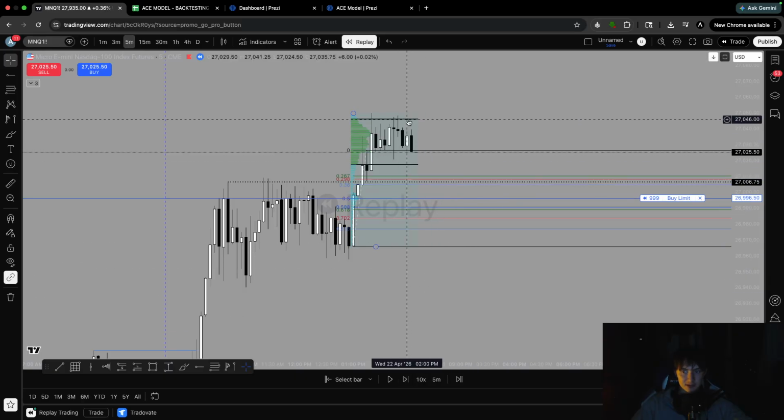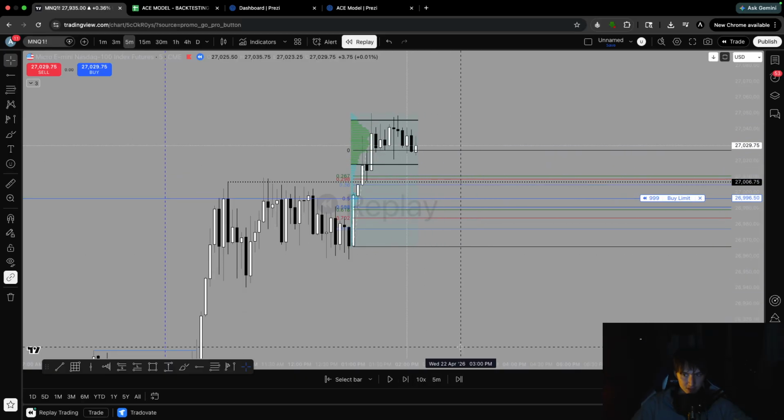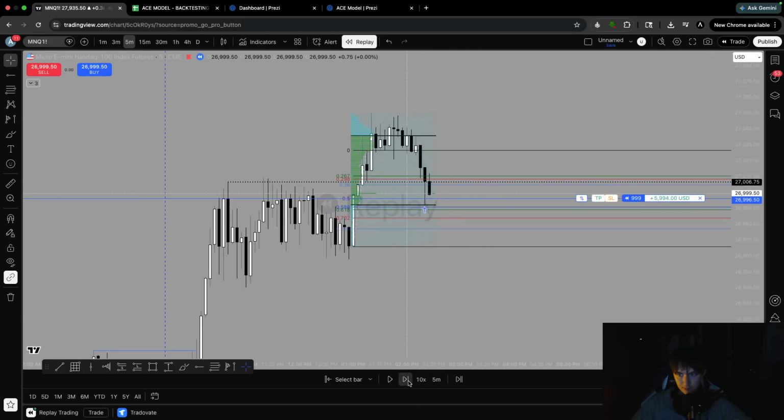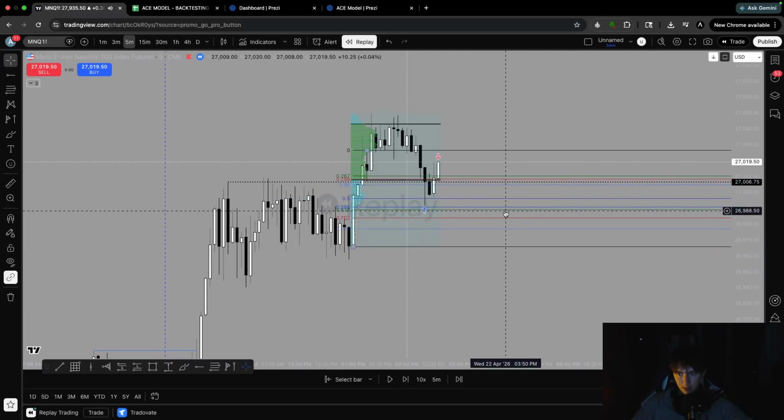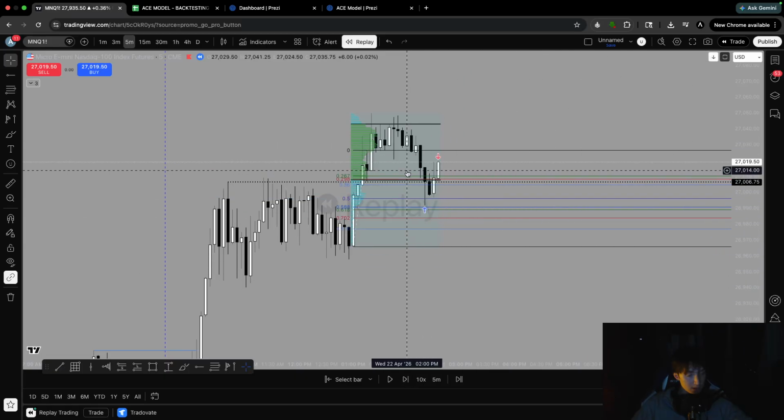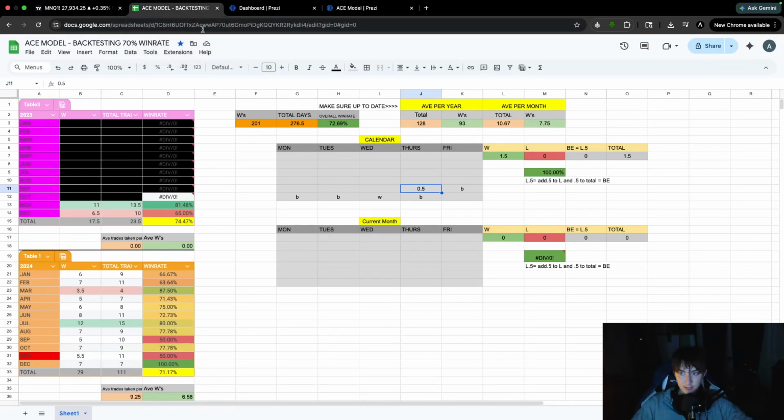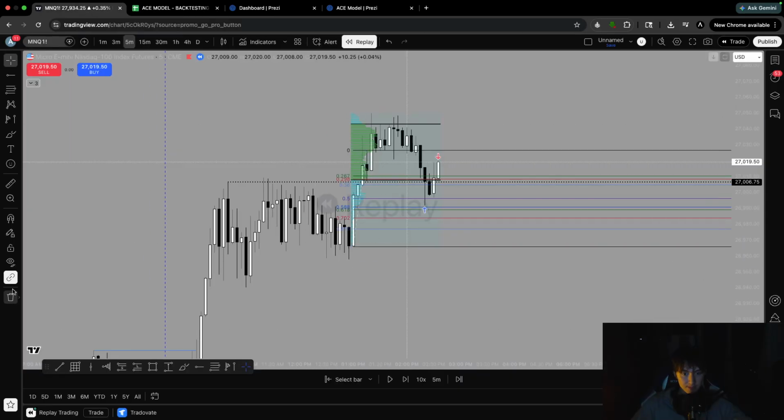Now it is past time, so it's no longer valid. But as you can see, it would have hit. But it would be no longer valid since it's past time, so it's a no trade day. I would not have been trading that.